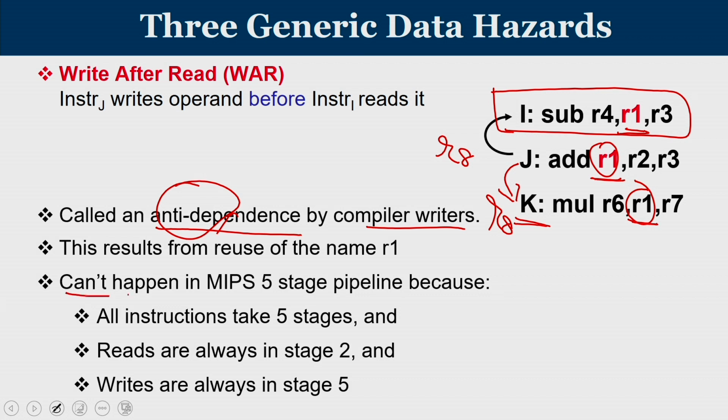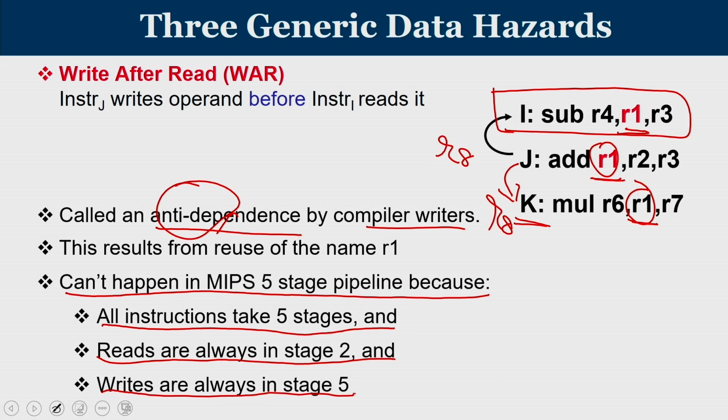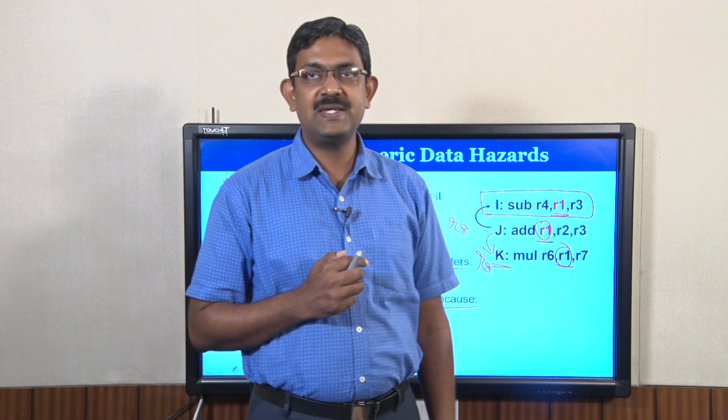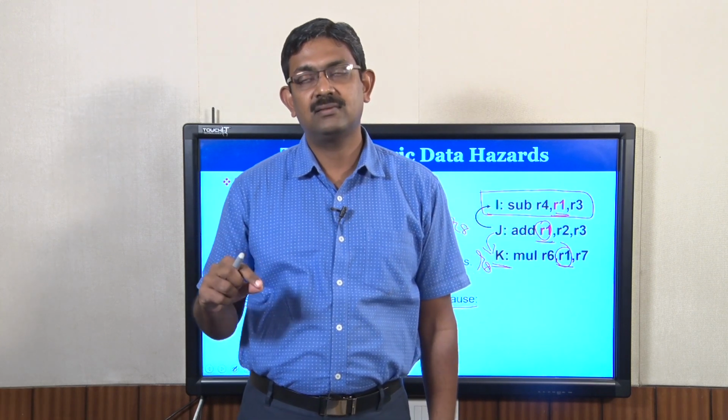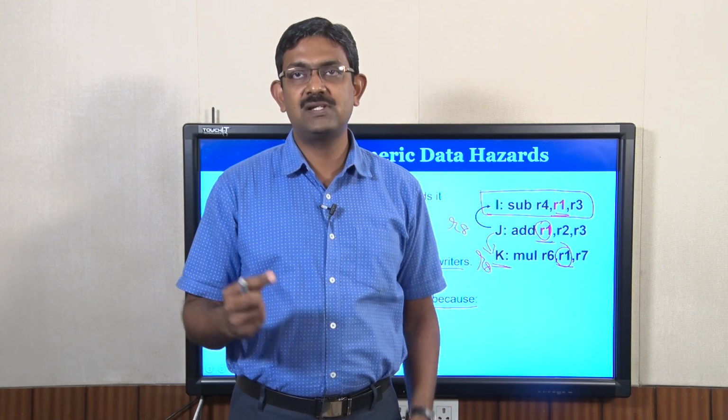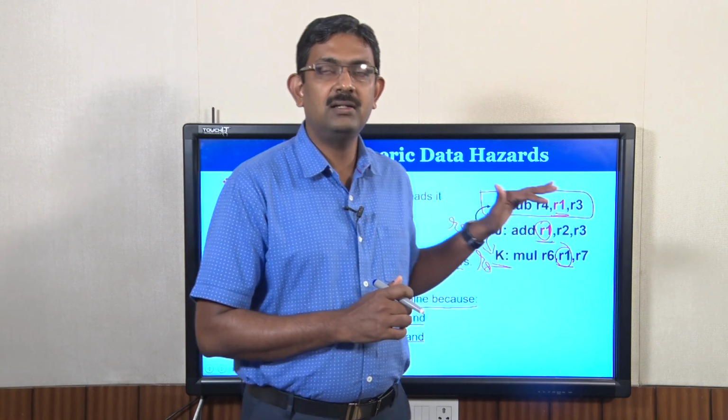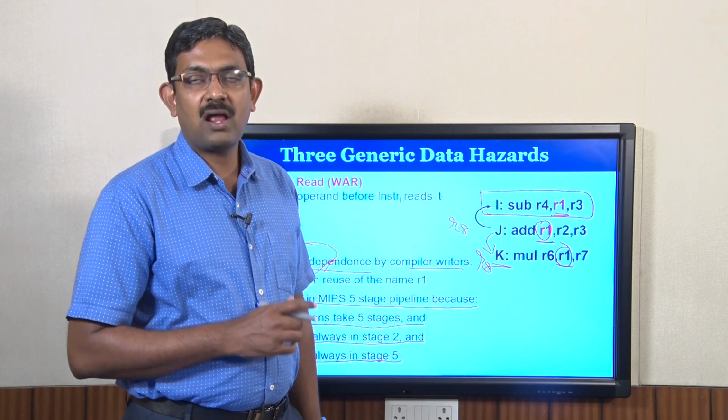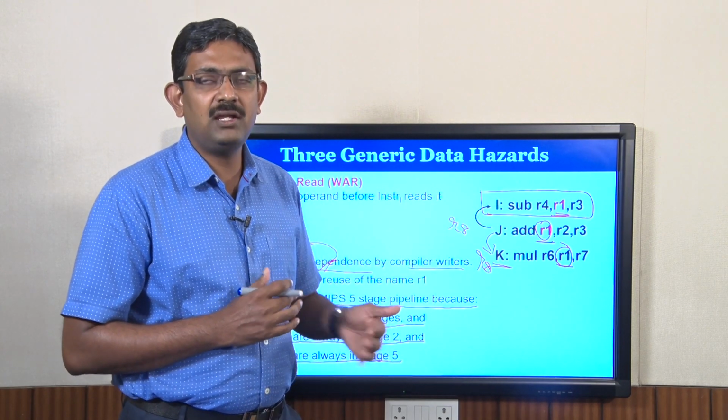Generally, this kind of scenario will not happen in a MIPS 5-stage pipeline, because all instructions take 5 stages, all the reads happen in stage number 2, all the writes happen in stage number 5, and all instructions are executed in order. But down the course, after a couple of lectures, we will see that not all instructions take 5 cycles, some instructions will take a longer number of cycles, and due to certain dependency issues, we do not have strictly in-order execution. Some of the instructions may get executed out of order.